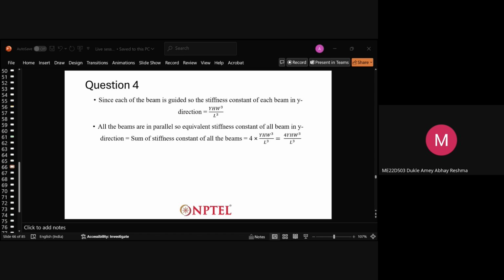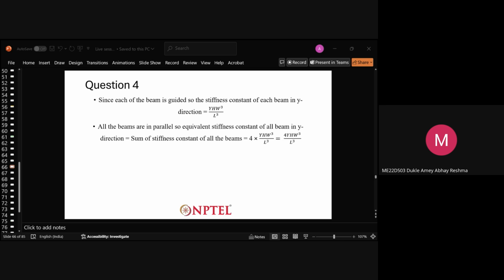So in the comment section, you can see the formula. Basically, the spring constant is Young's modulus into moment of inertia upon the length. Now the formula for moment of inertia is equal to b h cubed by L square.